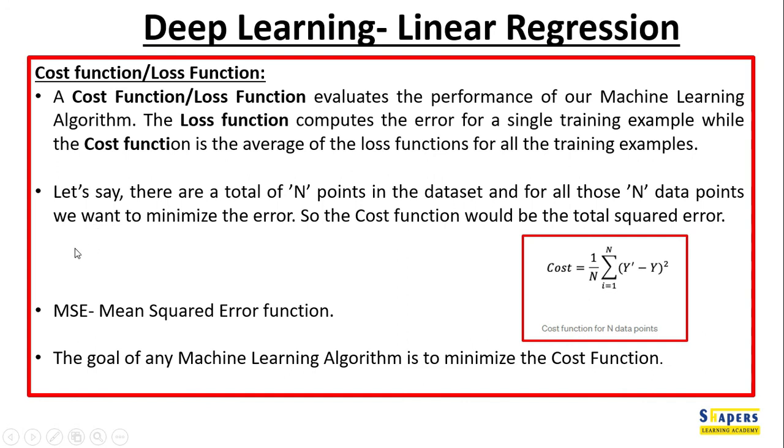Let's say there are n points in the data set, and we want to minimize the error. So the cost function is a total squared error, a square of the difference between the errors. So y dash is the expected state, whereas y is the obtained state. The difference between y dash and y, squared, over the points 1 to n is nothing but your mean squared error function. I mean to say, this cost function is being subjected to MSE, the mean squared error function.